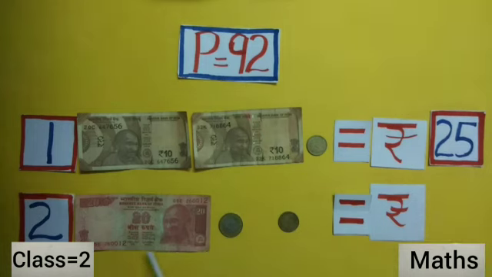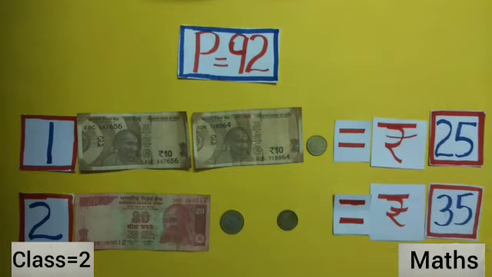Second question is 1 20 rupee note, 1 10 rupee coin, then 1 5 rupee coin. We have to tell the value of this note and 2 coins. Its value is 20, plus 1 10 rupee coin 30, plus 1 5 rupee coin 35. So here its answer is 35.